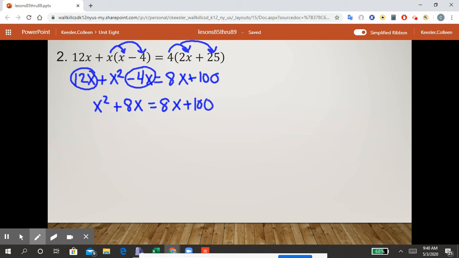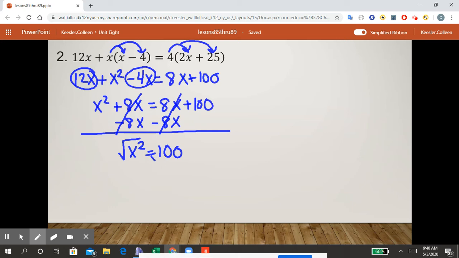Now, again, we see positive 8x on both sides. So if I subtract 8x, that makes this whole equation a lot simpler to solve. So we've got x squared equals 100. Last, we take the square root. And remember that all square roots have two answers, the principal square root and its opposite. So the answer is plus and minus, or positive and negative 10. All right, let's continue.